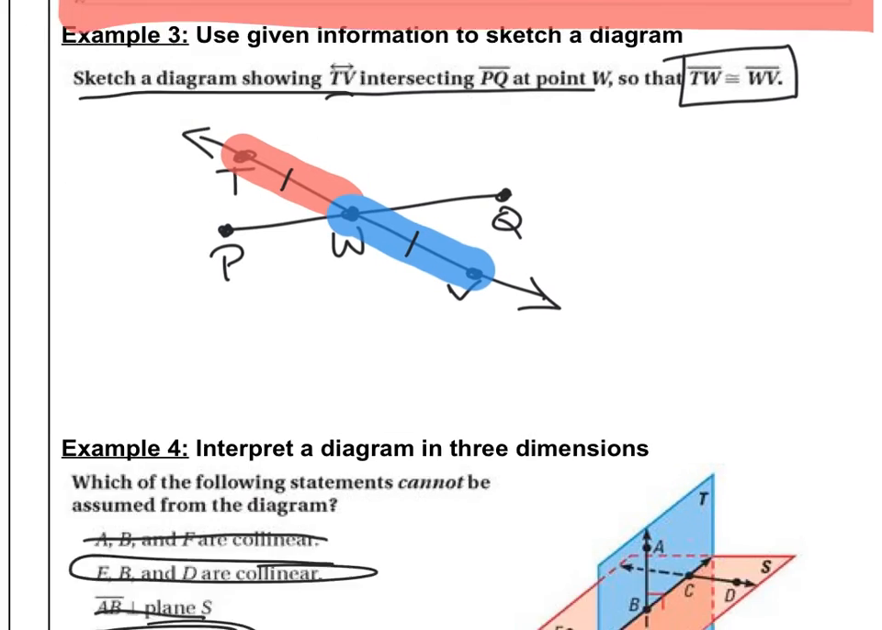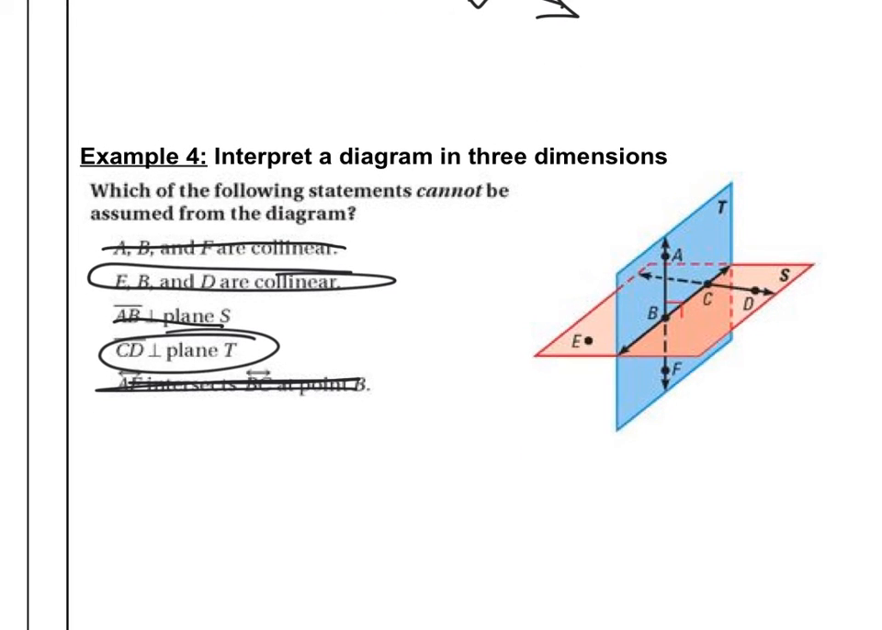So let's move on to the last example here. Due to some technical difficulties, this problem has already been filled out for you, but what we are doing here is looking for statements that cannot be assumed based upon the diagram. If you're having trouble reading this, hopefully you can see it on your paper. The first one says that A, B, and F are collinear. If we look here, we see A and B are collinear, which means that F would also be on that line, and it makes it collinear. So that's something that we can assume. That's why it's crossed out.